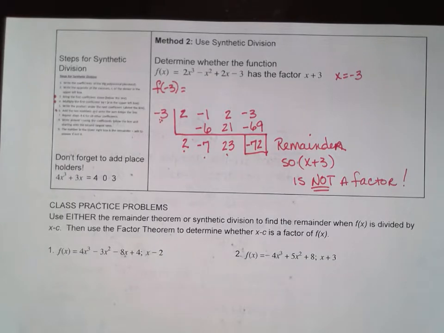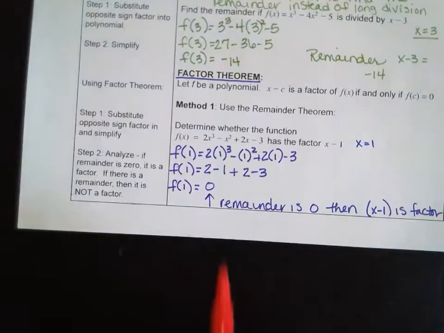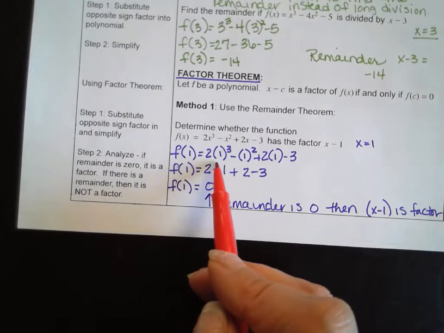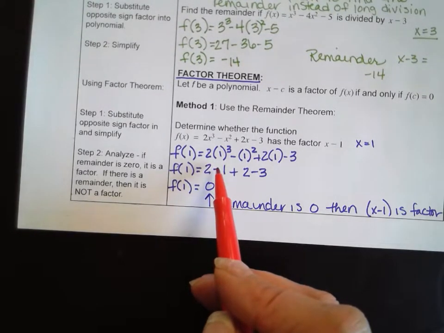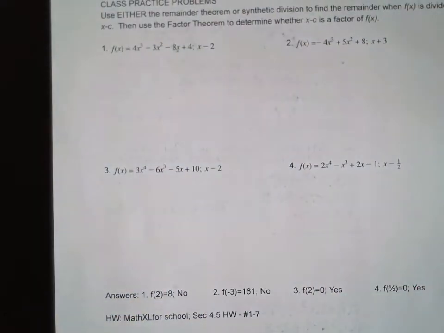Okay, which one do you like better? Synthetic division or where you substitute it in? Either one works, okay? You use whichever one you like better. Bottom line is it doesn't matter. Two methods to kill the same bird, okay? All right.